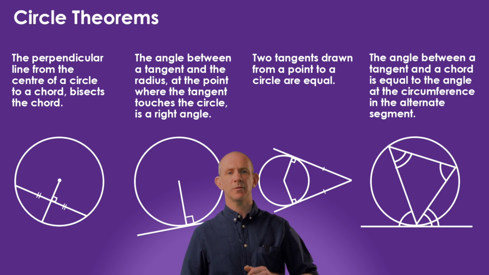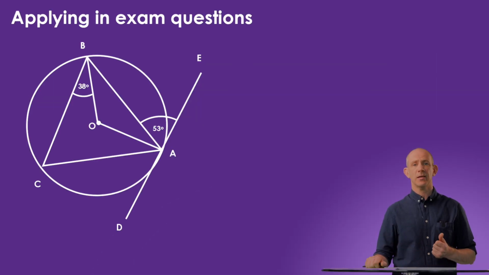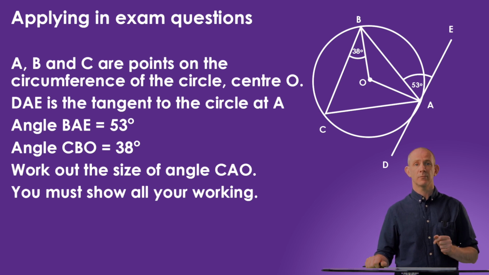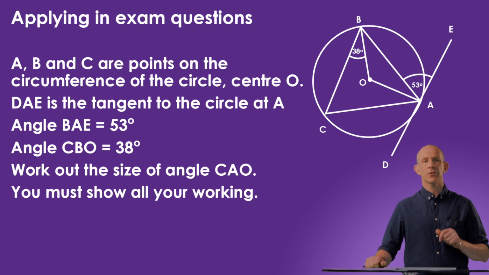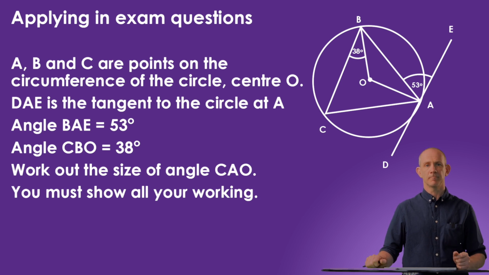Let's see how these can be used in some exam-style questions. Here, we're told that A, B and C are points on the circumference of a circle with a centre of O. DAE is the tangent to the circle at A. Angle BAE is 53 degrees and angle CBO is 38 degrees. We need to work out the size of angle CAO. When they say you must show your working, it's another way to say give reasons for all your answers and the numbers that you're using.